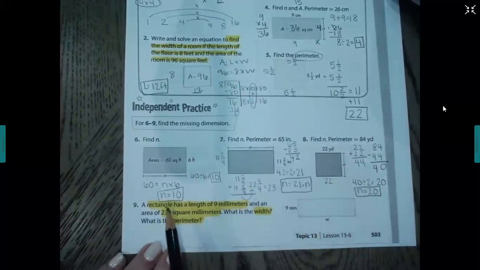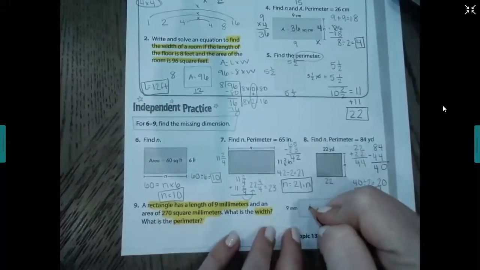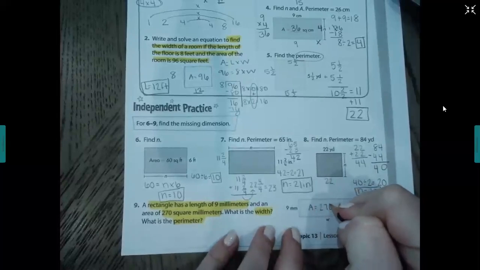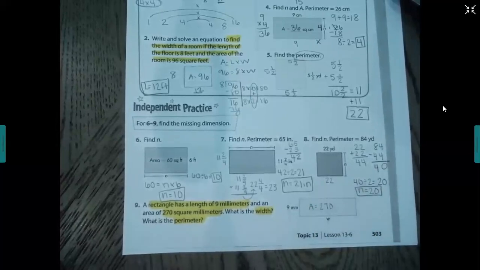Last one on this page says a rectangle has a length of 9 millimeters and an area of 270 square millimeters. What is the width? What is the perimeter? They've already drawn my rectangle for me, which is nice. If they hadn't, I would have redrawn it. It gives me my length. It tells me that my area is 270 square millimeters. I need to figure out the width, and then I'm going to add them all up.